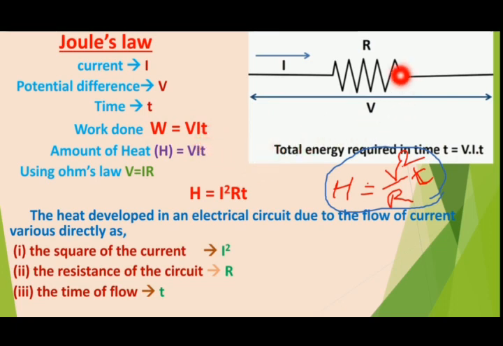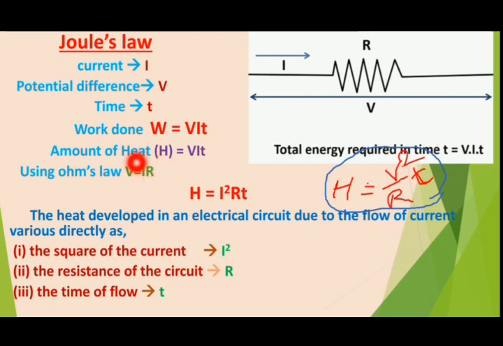And the remaining part of the energy produces heat energy. That is the amount of heat. In the absence of any other external effect, this energy is spent in heating the conductor. So for a steady current I, the amount of heat produced in time t is given by H is equal to VIt. Are you clear? Okay. For a resistor R, by using Ohm's law, V is equal to IR.